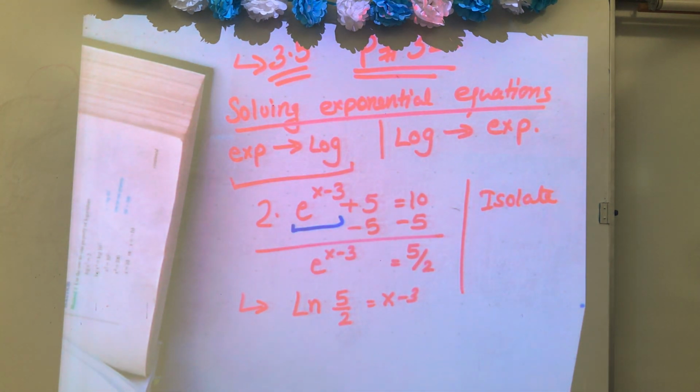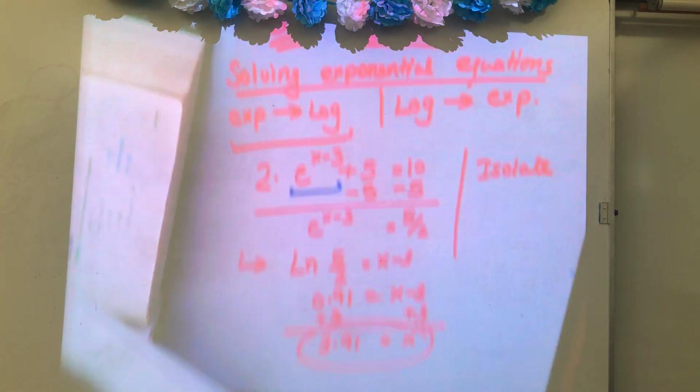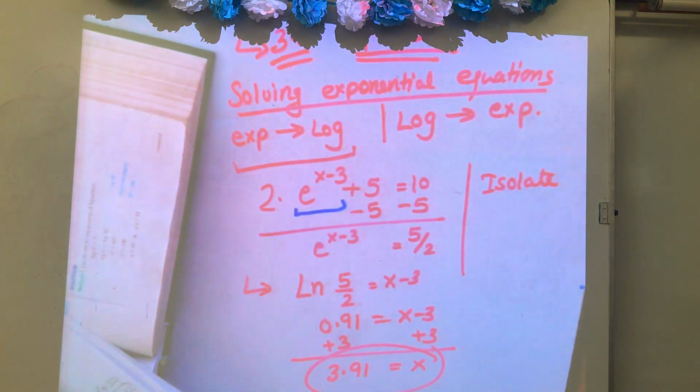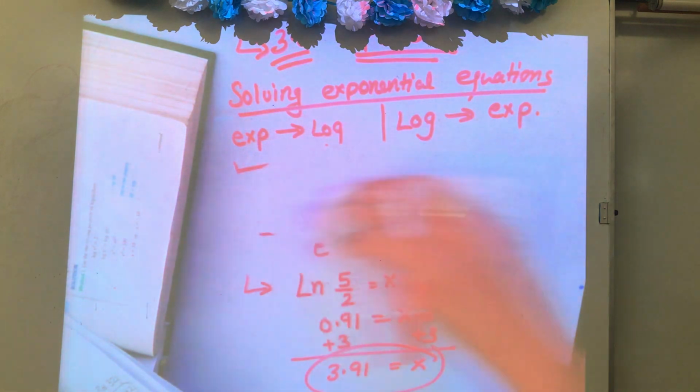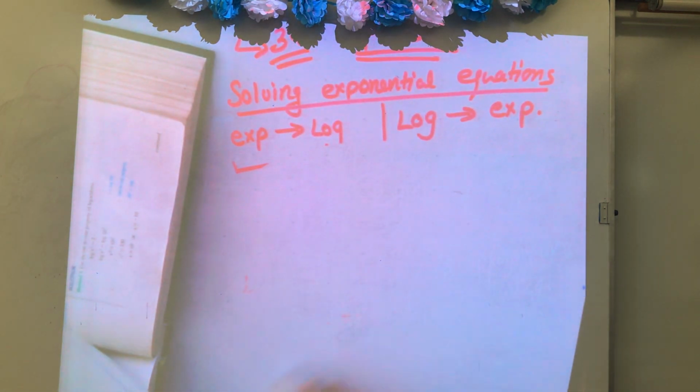This is ln, swap. It's 5 over 2 and it's equal to x minus 3. So ln of 2.5 is equal to 0.91. It's equal to x minus 3, and add 3 at the end. So my final answer is 3.91. Here you go. So this was my first example. If you feel like you don't understand any of the steps, you can go back and look at that step. So let's move on to the second example.